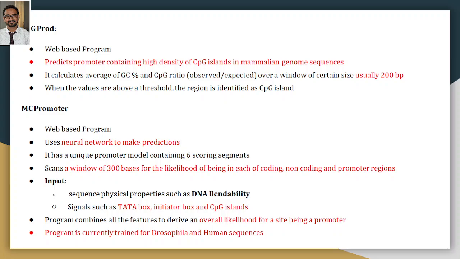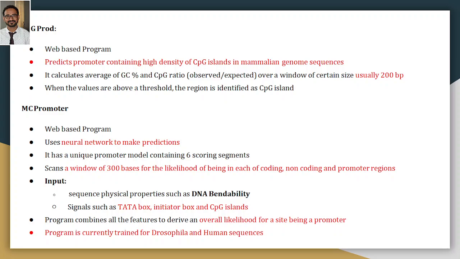Next, when the values are above the threshold, then definitely the region is identified as a CpG island, because above threshold means more GC rich, what we call. Next, MC promoter, a web-based program. Again, it uses a neural network to make predictions. A neural network is one of the very complicated networks in machine learning, and MC promoter uses this tool. It has a unique promoter model containing 6 scoring segments. So it has a particular model which has 6 scoring segments.